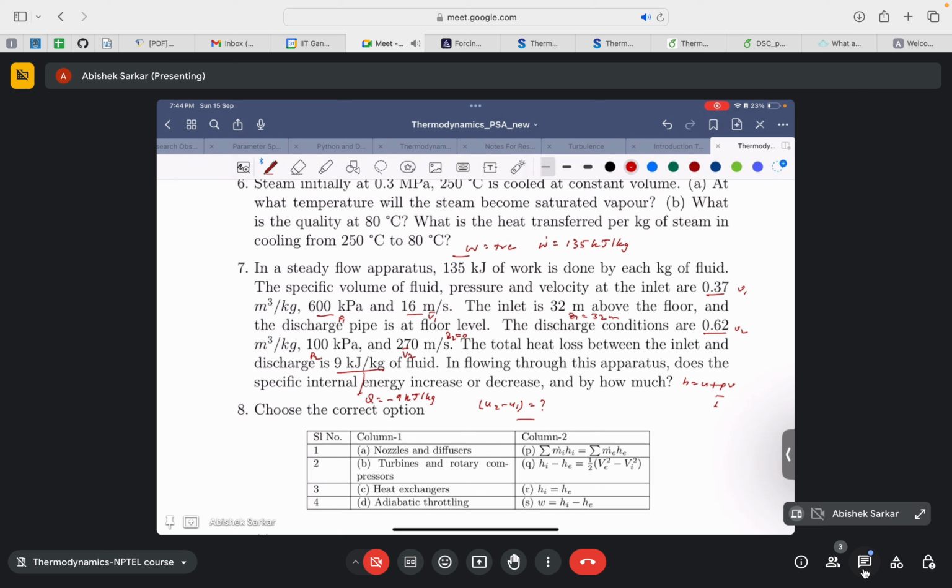This is the last question for today. Then we'll do the match the following one and then it will be finished. Okay, so try it out.